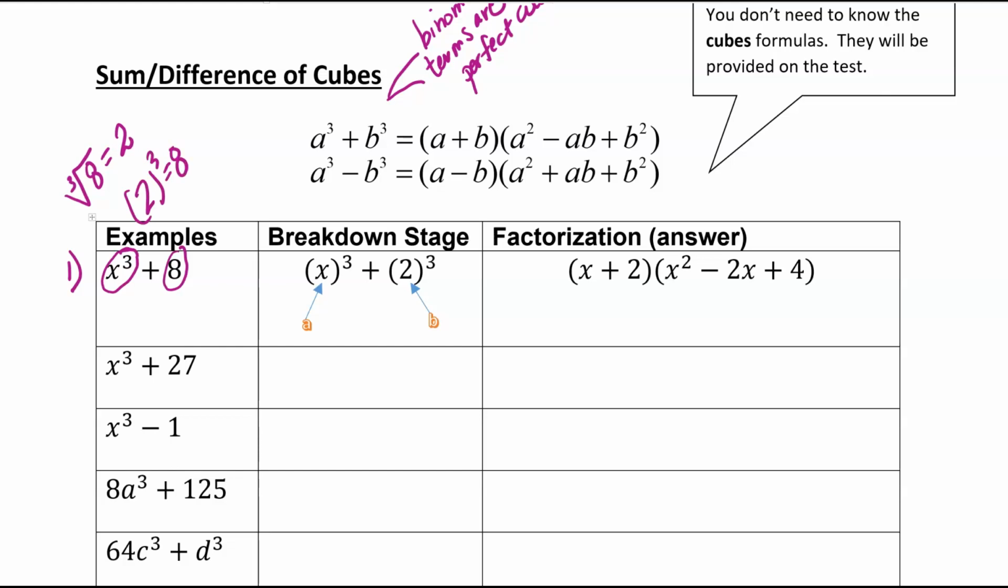So I have a breakdown stage here where we identify what is the A and the B in this template here. So what cubed is x cubed? It will have to be x. So here the x is acting like the A in the template. To your right over here, we have 2 cubed because 2 cubed equals 8. So what is B? B is 2.